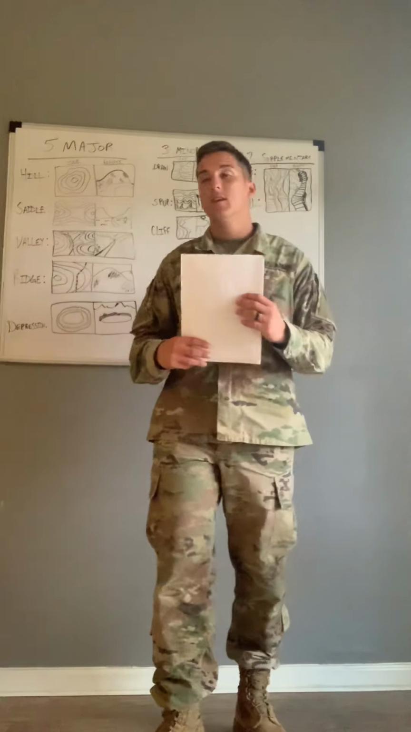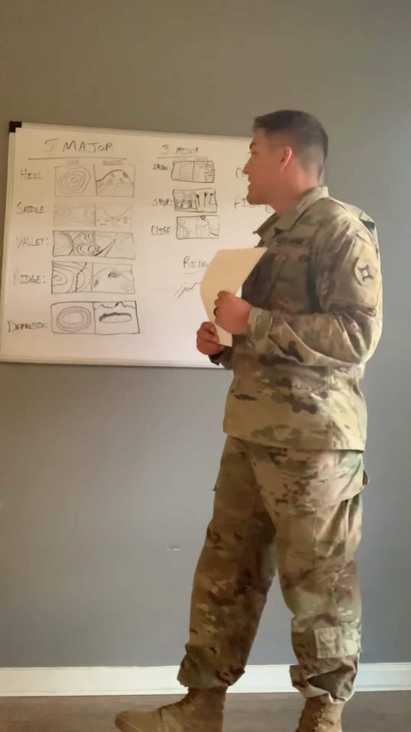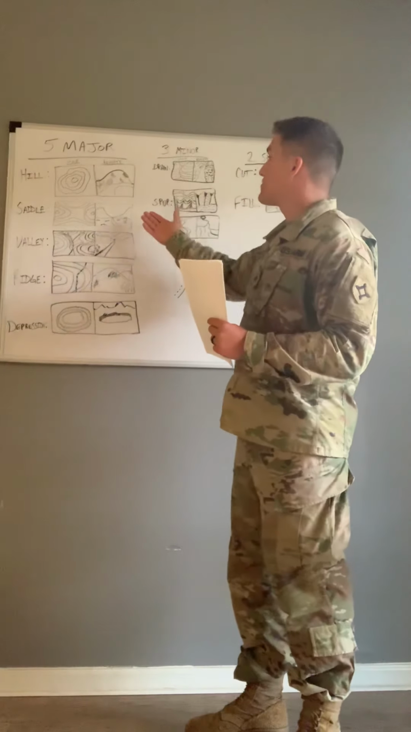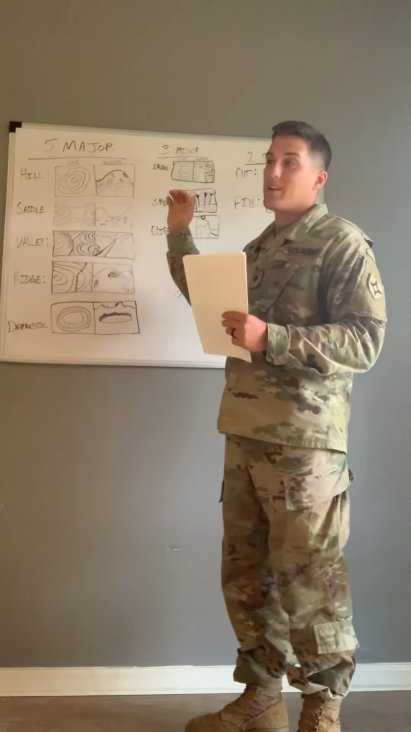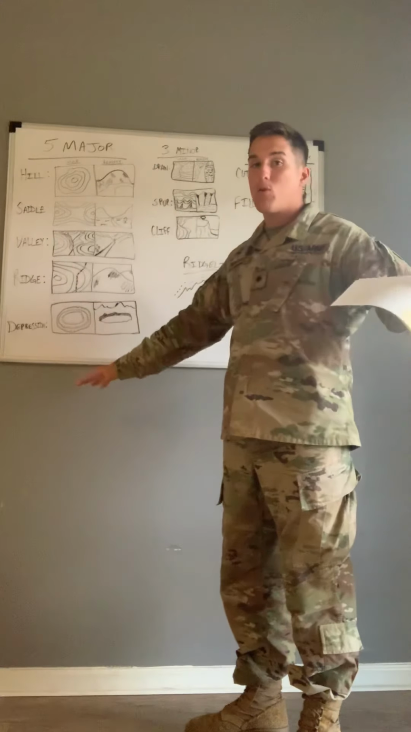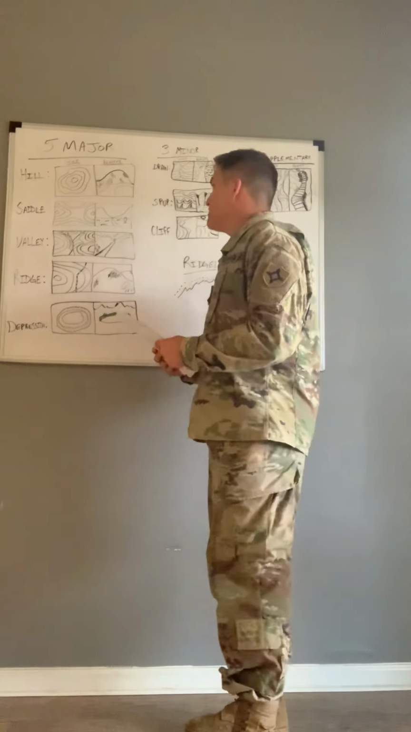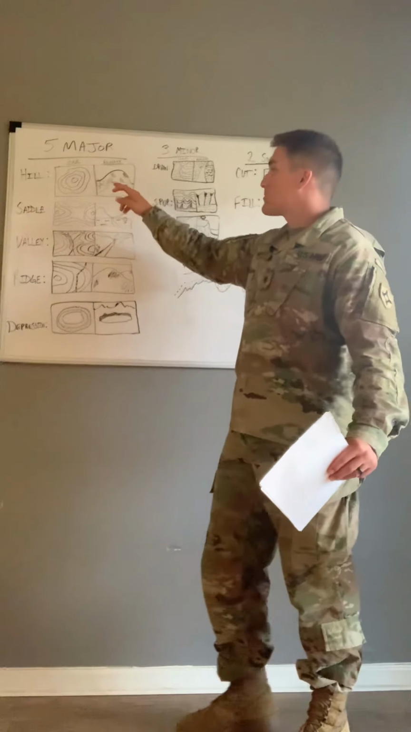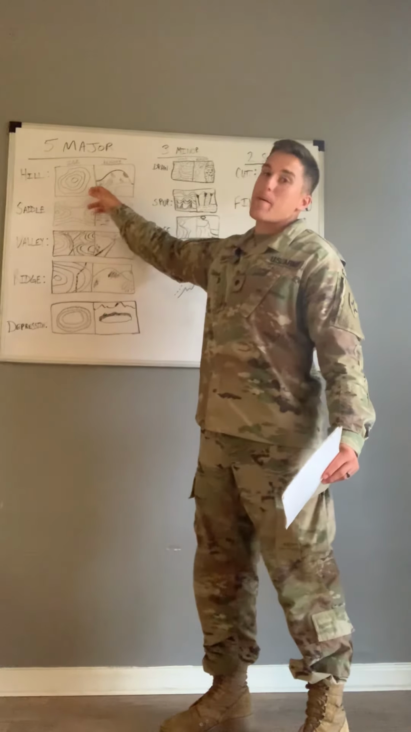All right, the first terrain feature that we need to identify is a hill. This is a simple one. It is pretty much just an elevation of the ground that slopes in all directions. This is what a hill is going to look like in real life. And then this is what a hill will look like on a map.